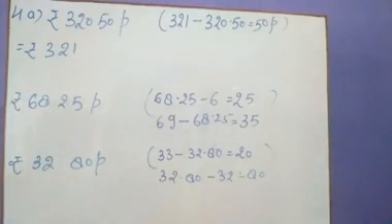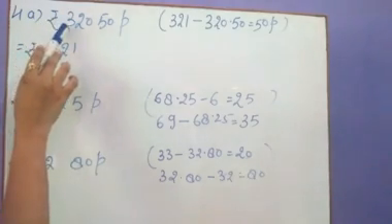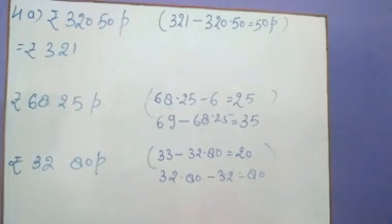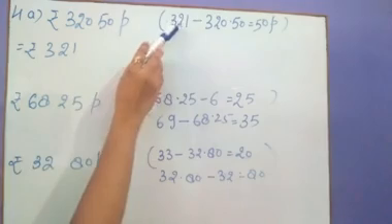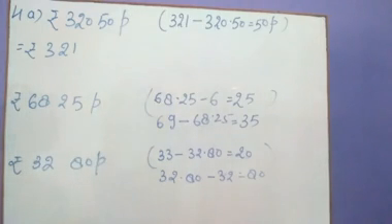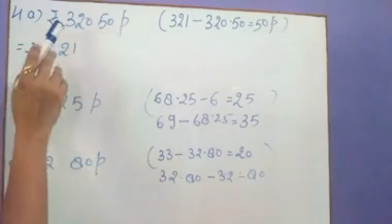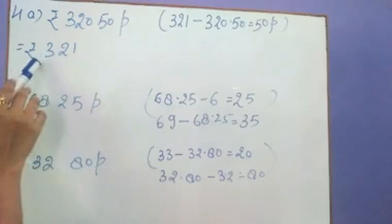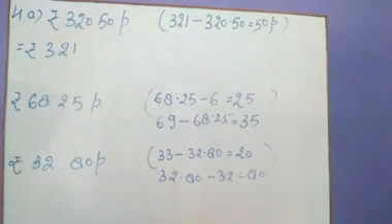Question number 4. Round off the following as instructed. A. To the nearest rupee. First one, 320 rupees and 50 paise. 320 rupees 50 paise lies between 320 rupees and 321 rupees. The difference between 321 rupees and 320 rupees 50 paise is 50 paise. So 320 rupees 50 paise will be rounded up to 321 rupees.